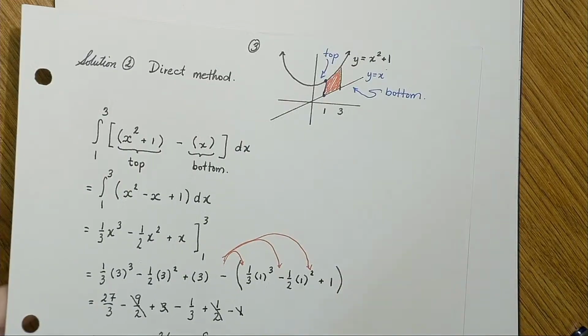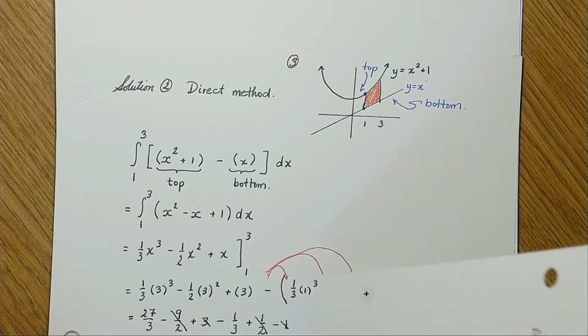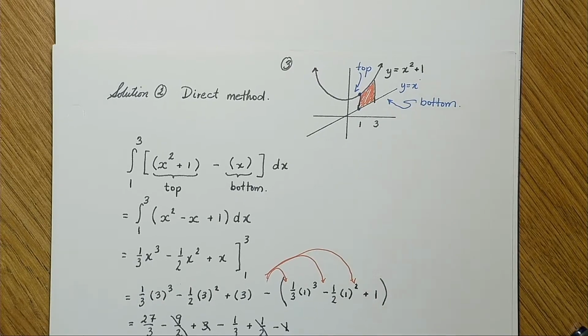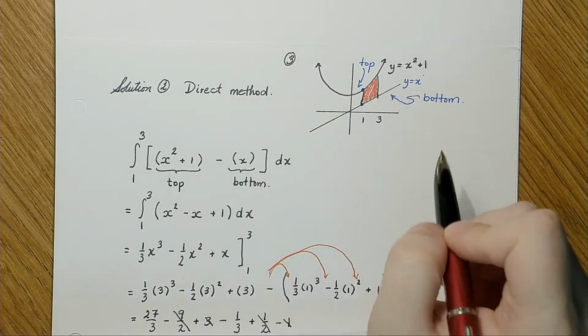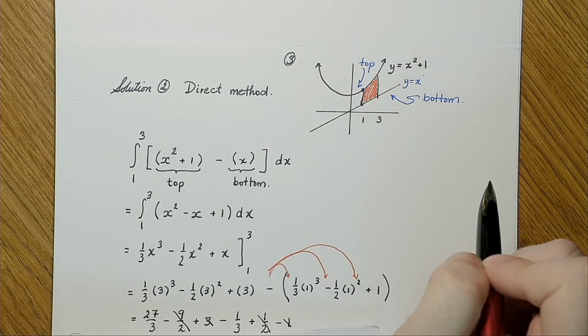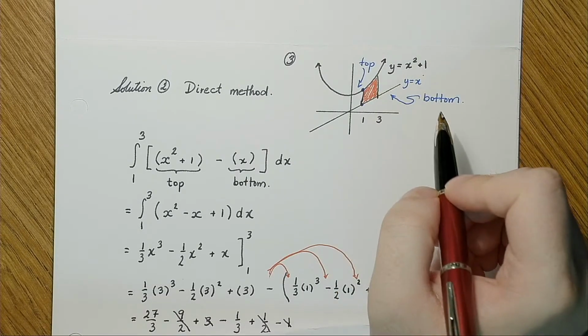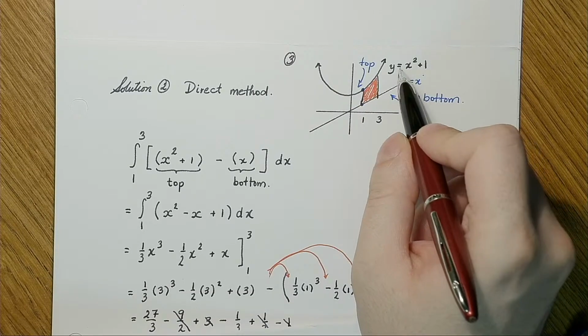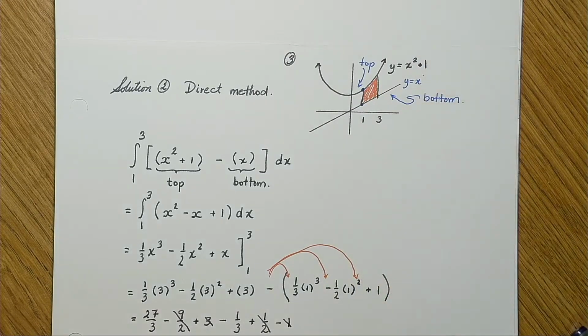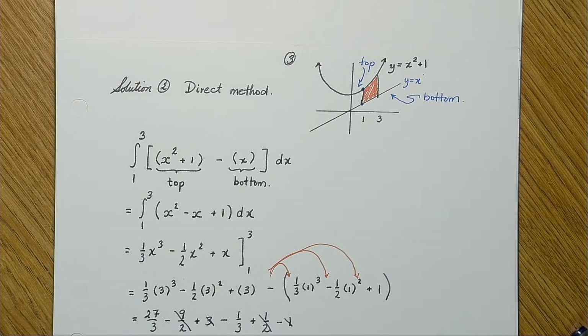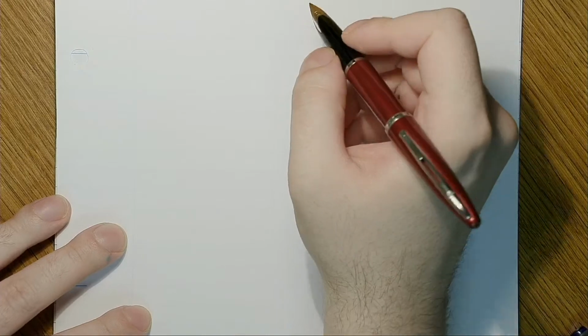But I will say, with the direct method, be very careful about making sure which function is on the top and which function is on the bottom. Because if you mix them up, if you did say x minus x squared plus 1, you get an incorrect area. Again, I would say drawing a picture also helps.